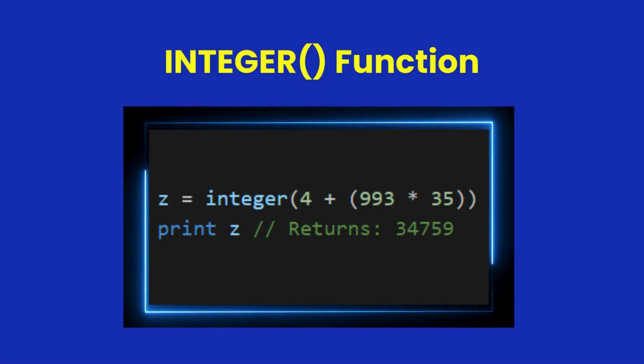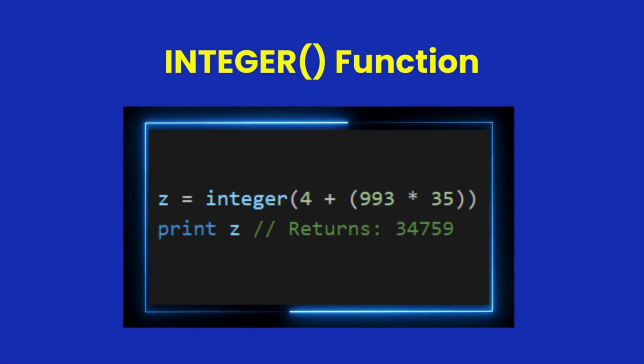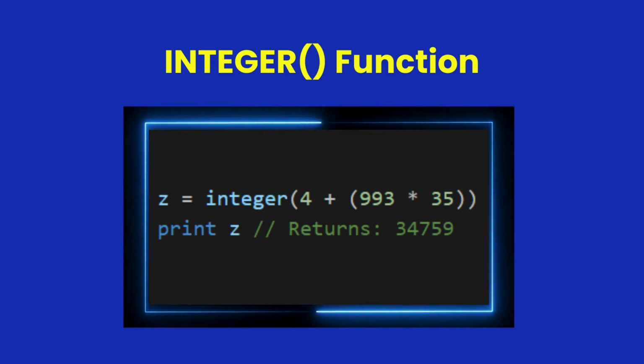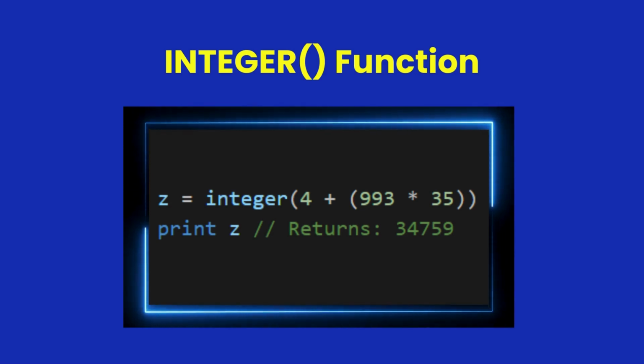The integer function converts a numeric expression to an integer value. For example, the integer function is used for converting expressions to integers.